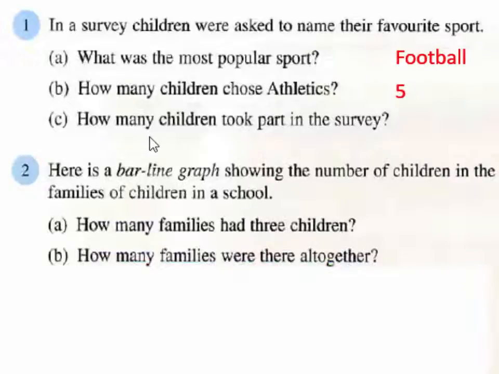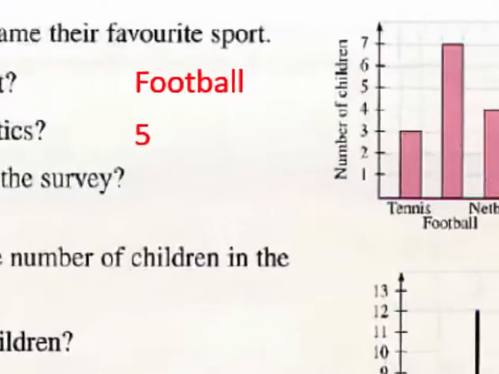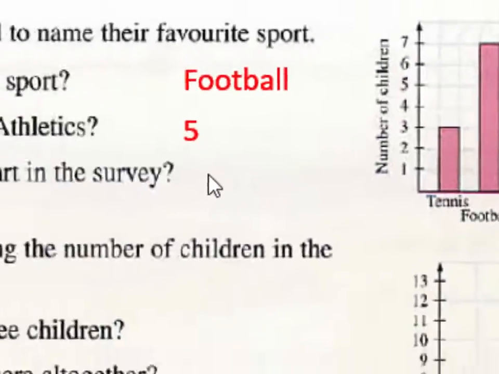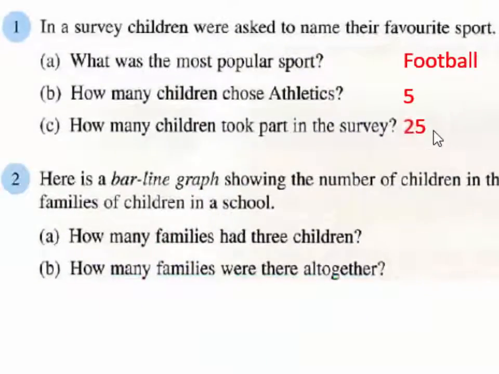And for the third part, we look at how many children took part in the survey. To do that, we look again at the bar chart on each of the bars and add up the height of each bar. So for tennis we've got 3, football we've got 7, that gives us 10 altogether, 3 plus 7, plus netball another 4, that gives us 14, plus athletics another 5, that gives us 19, plus swimming we've got another 6, 19 plus 6 will give us 25. So our answer is going to be 25.